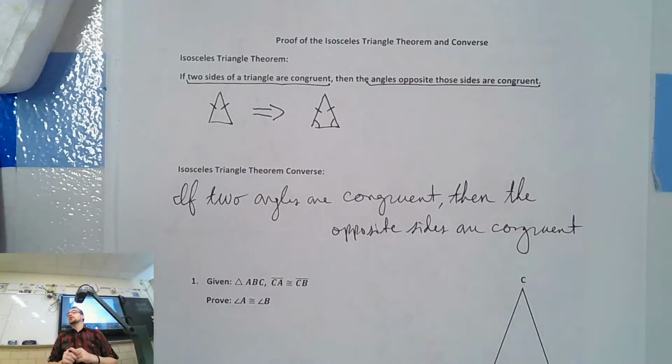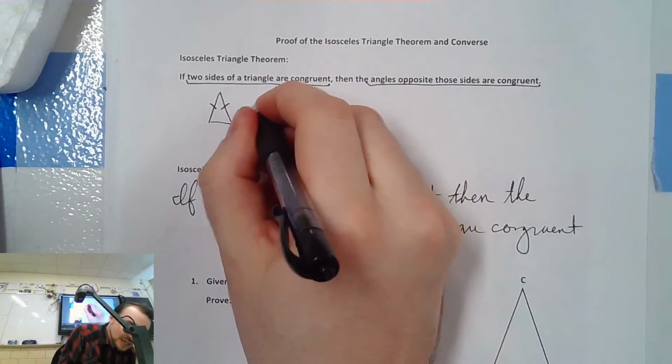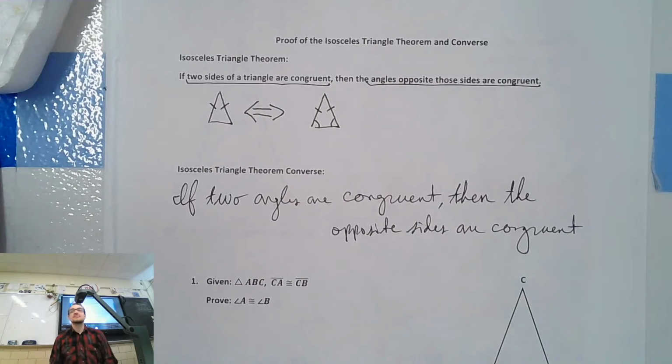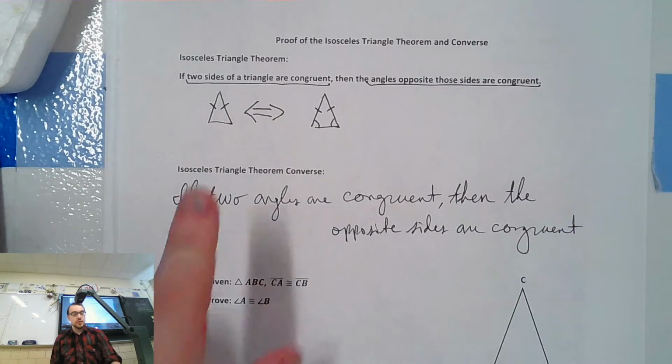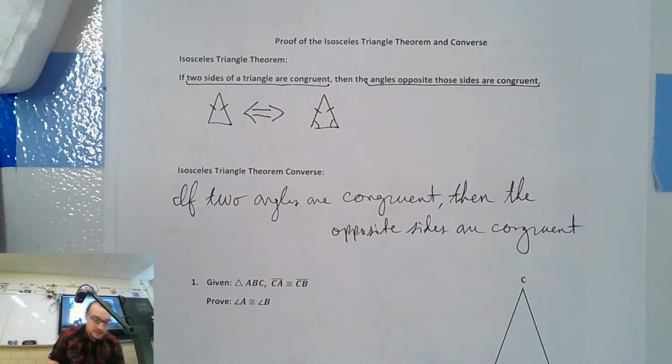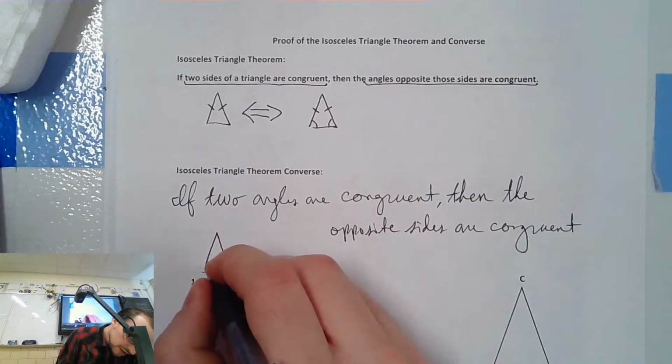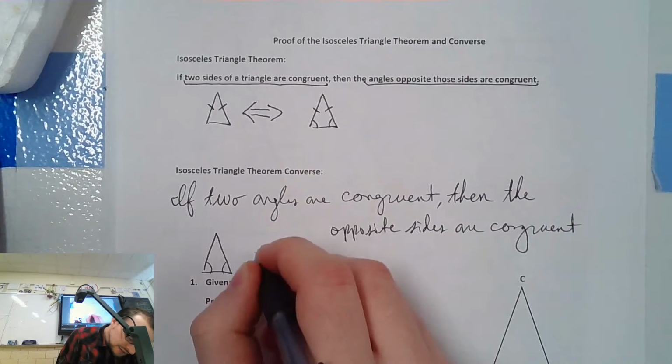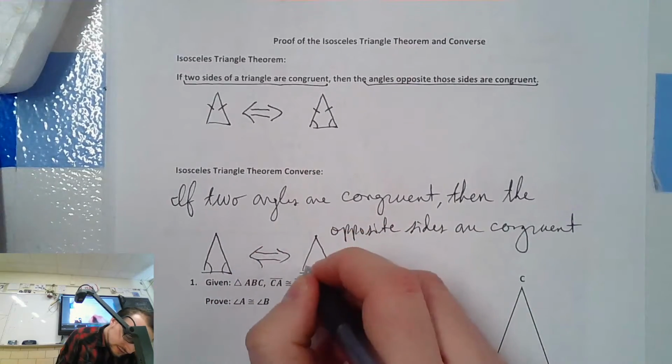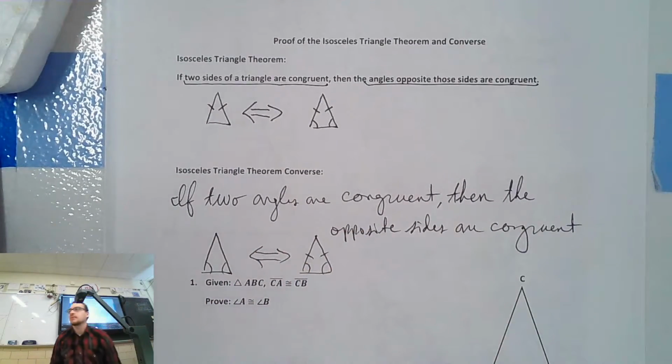Converses are not always true. You can't just take any theorem and flip it around and have it be true. But when you can, what we say is that it goes both ways, right? So we can put an arrowhead on both sides. So if we know this, that implies this. Okay? It goes both ways.